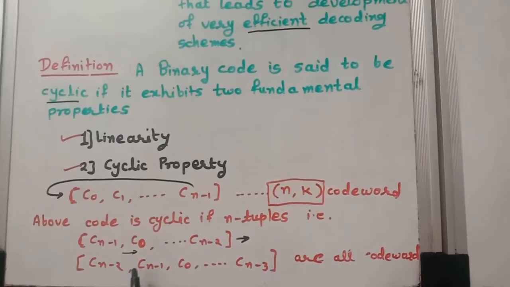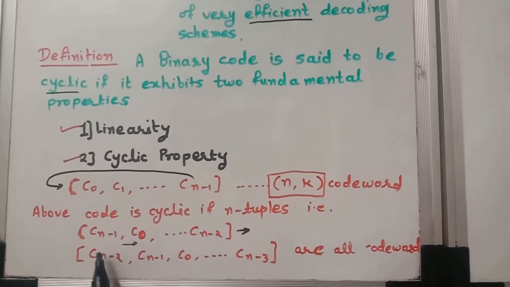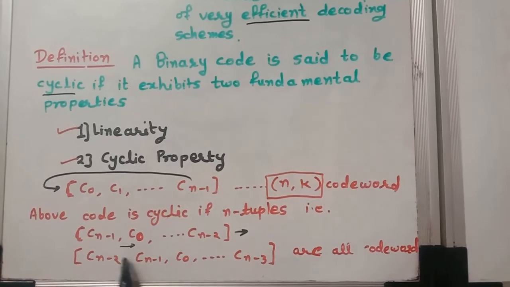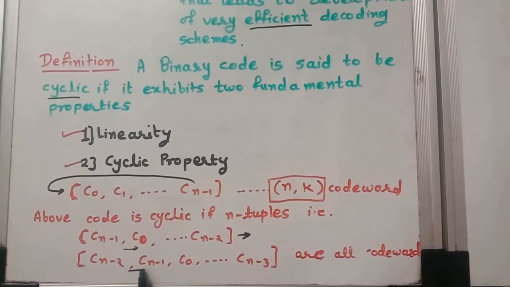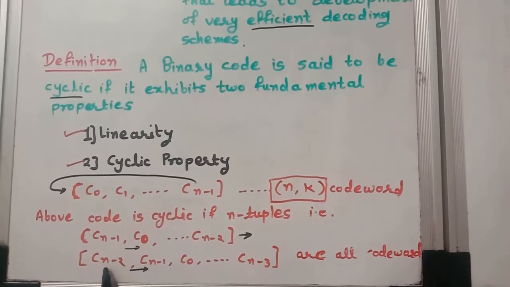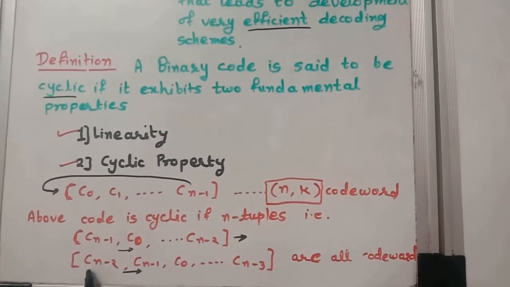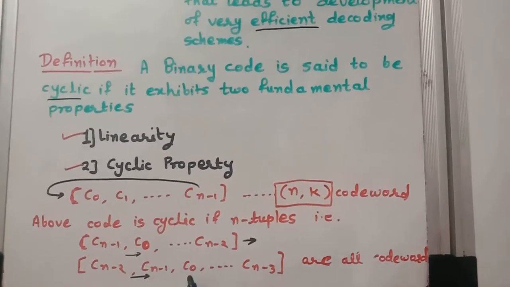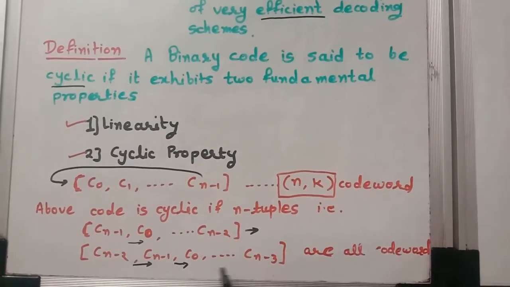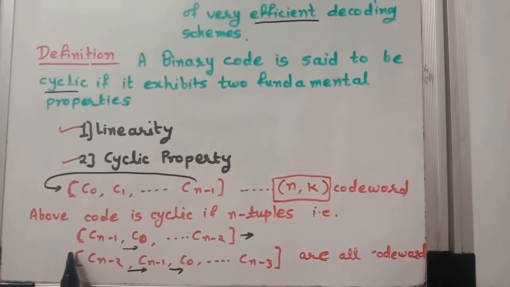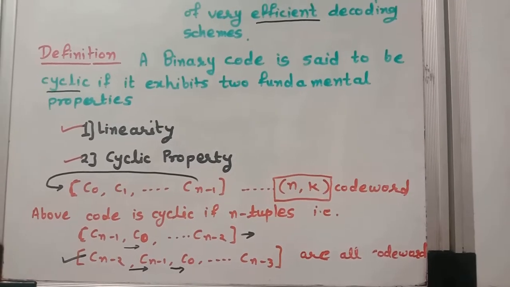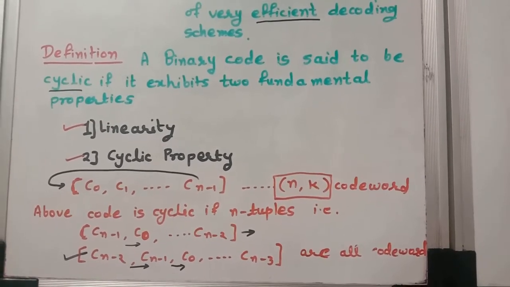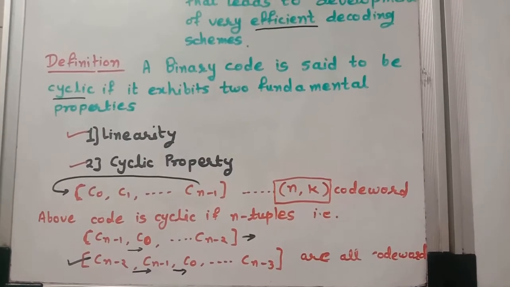Similarly, if you rotate this further, then C of n minus 1 will be shifted this side, C of n minus 2 will take the place of C of n minus 1, and C0 will be shifted here. So this should also be a valid code word. Then only we can say that it is a cyclic code word.